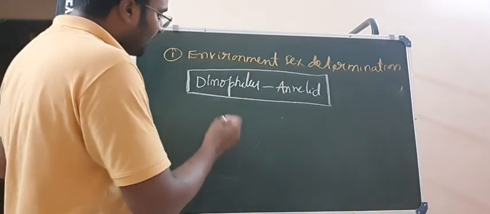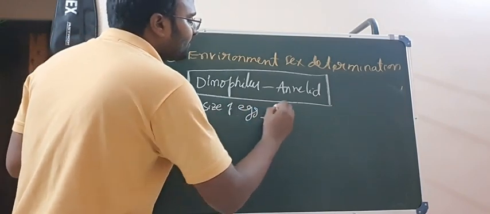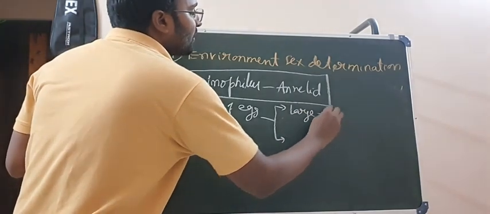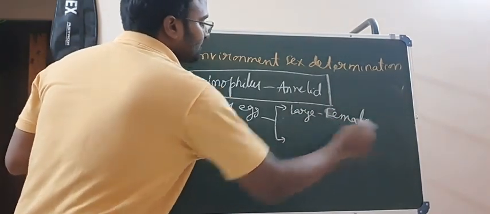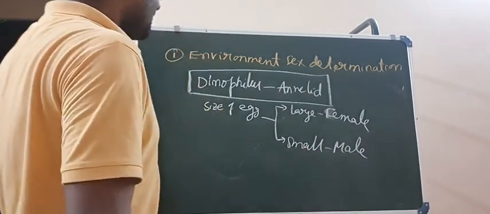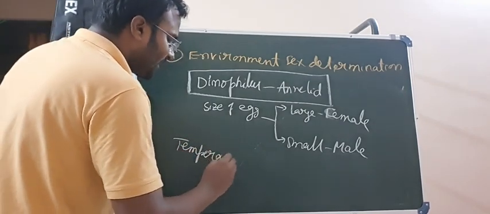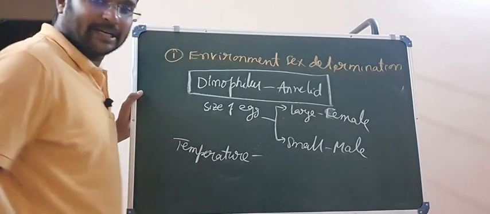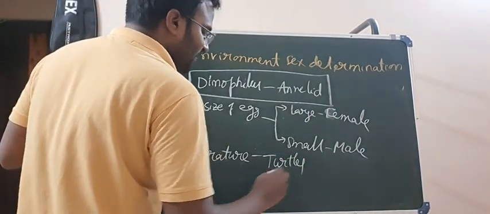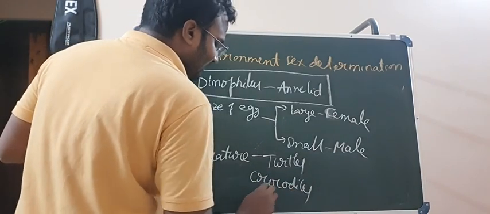So in case of this Dinophilus, the size of the egg decides the gender. The large sized egg turns into female and the small sized egg turns into male. And temperature also decides the gender of an individual in certain other creatures like turtles, crocodiles and alligators.